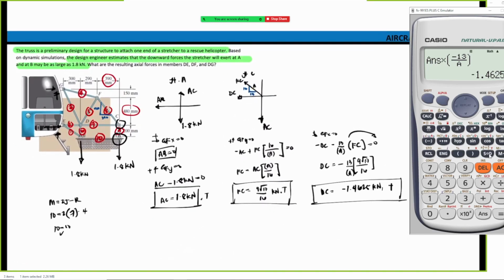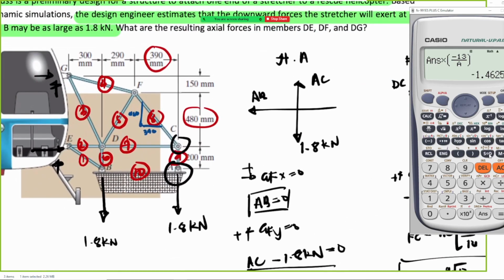So, next is pwede kang mag-moment, no? Pwede ka na mag-moment dito sa D. Okay, pwede tayo mag-joint D pala, sorry. Pwede tayo mag-joint D or pwede tayo mag-joint F to get the DF. Pag nag-joint F tayo, no? Okay, pag nag-joint F tayo, makukuha lang natin is your DF.